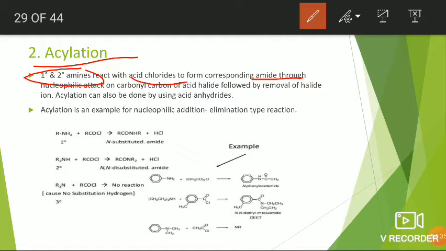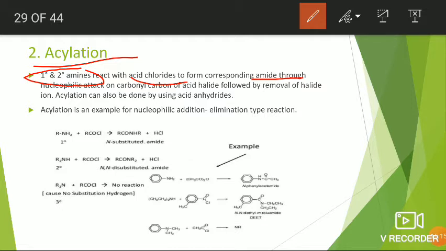Only primary and secondary amines undergo acylation, but not tertiary amines, because in acylation the hydrogen of the primary and secondary amines is replaced by an acyl group, that is RCO. So, in the case of tertiary amine, due to lack of hydrogen, it doesn't undergo acylation with acylating agents.